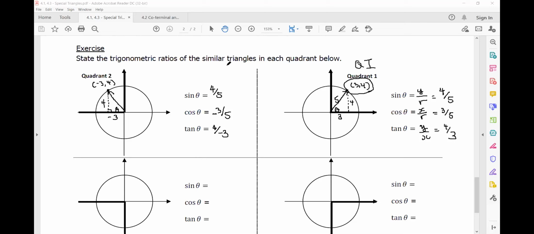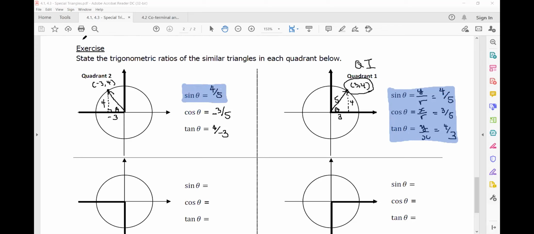Now, while we're going along, I'm going to start highlighting all the terms that are positive. For the first quadrant, every single ratio is positive, so I'm just going to highlight all of them. And there's a reason behind it. You can do that too if you like. For the second quadrant, only the sine is positive.